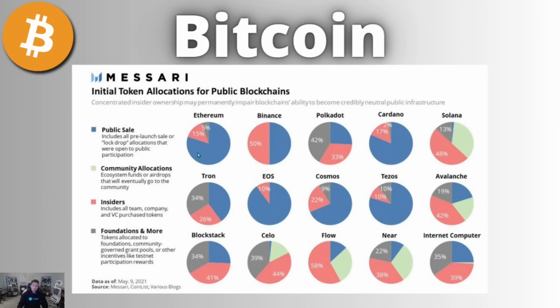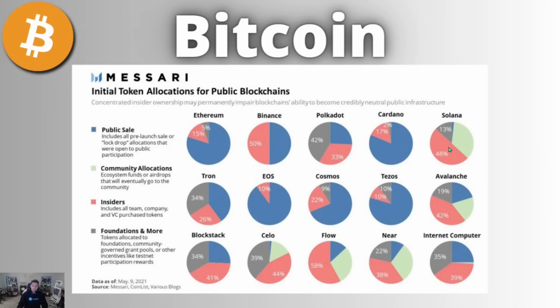If we look at other popular coins here, you could see that Ethereum had a public sale, which includes all pre-launch sale or lock drop allocations that were open to public participation, but then 15% went to insiders, which includes a team, a company, and VCs that purchase the token. And also 5% of Ethereum went to foundations and more. These are tokens allocated to foundations, community governed grant pools, or other incentives like testnet participation rewards.